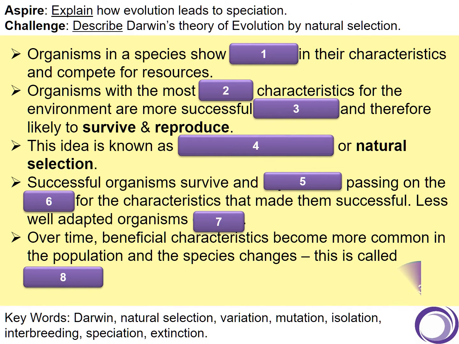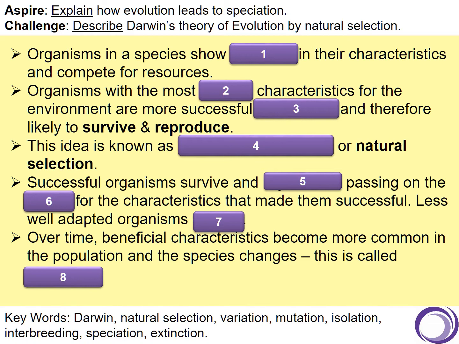Statement three, this idea is known as something, and there's three words under box four, or natural selection. Statement four, successful organisms survive and something, passing on the further characteristics that made them successful. Less well-adapted organisms do what? So statements five, six, and seven. And the final statement, over time, beneficial characteristics become more common in the population and the species changes. This is called what? And that's box number eight.